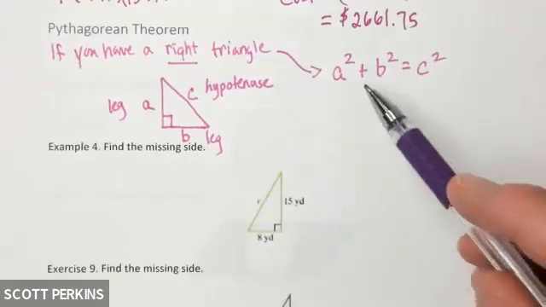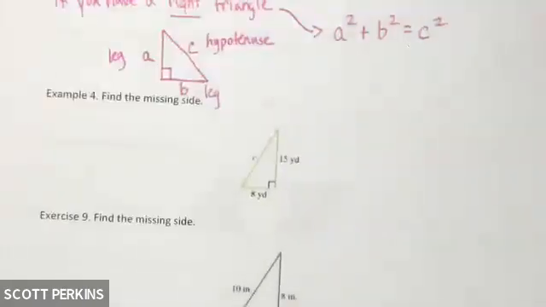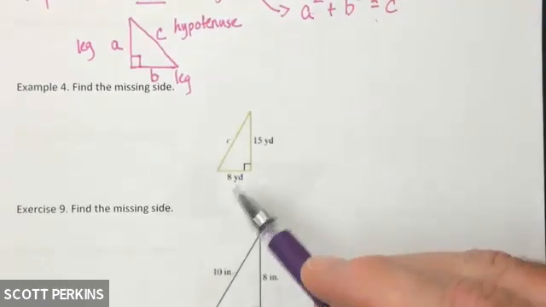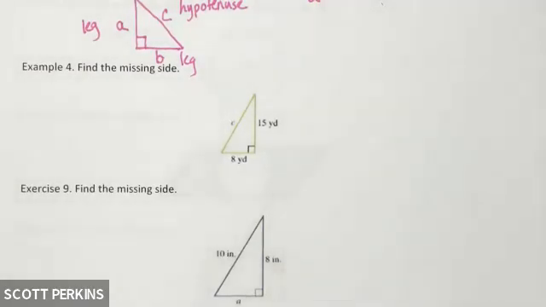So bottom line, a squared plus b squared is c squared. It allows us to find the sides. So here we go. Here's my right triangle. I'm going to do this example. What we're going to do is identify which sides are the legs and which side is the hypotenuse, and we're going to plug and chug at that point.